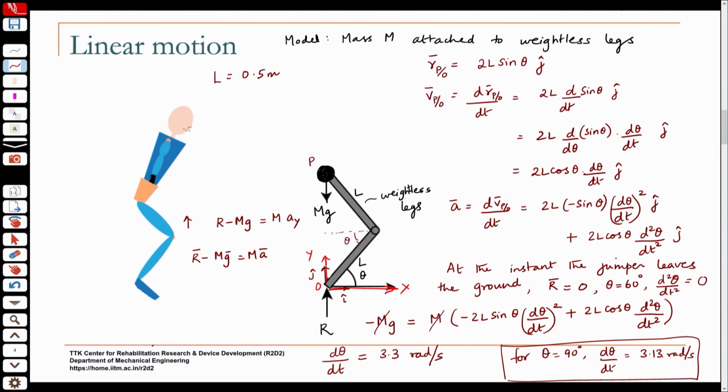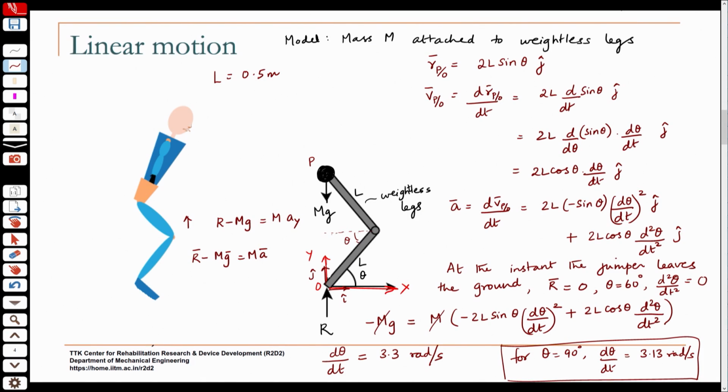Suppose you have theta equal to 60 and d theta by dt equal to 3.13, you are not going to leave the ground. Do you see what I am saying? If theta equal to 60, your d theta by dt at that instant needs to be higher for you to leave the ground. But if my theta is 90, if I have already straightened out, then this is enough to leave the ground. Is that clear? Okay.